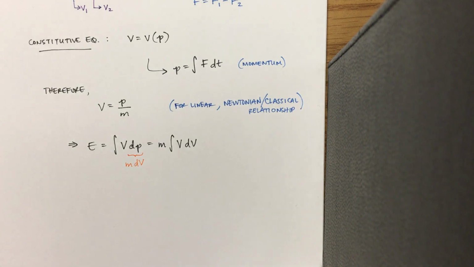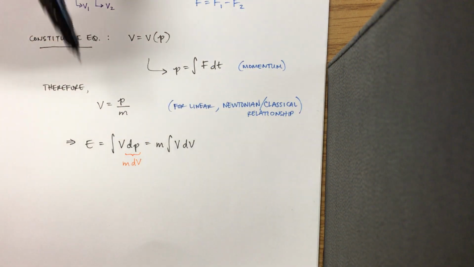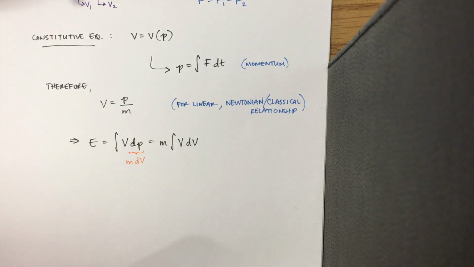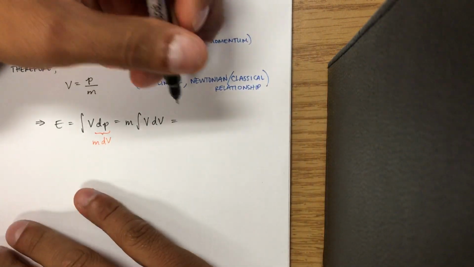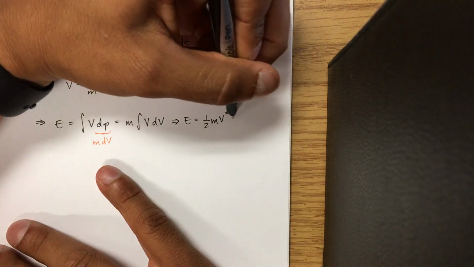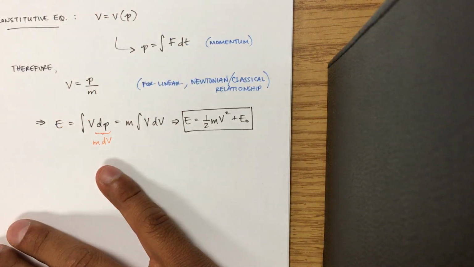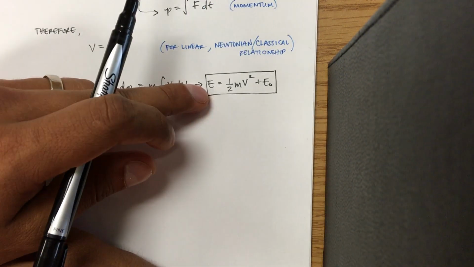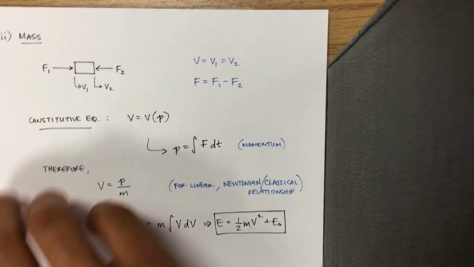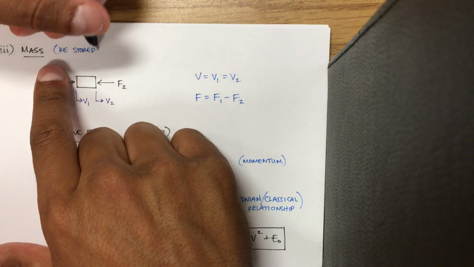All right, so here this will allow us to integrate with respect to the flow variable as opposed to our momentum. But nonetheless, this is still representative of our linear relationship that we have between flow and momentum. So if we carry out this integration, then we get E is equal to 1/2 mv squared, again with some constant of integration, E naught, in case we have some initial energy. All right, and that's really it for mass. So essentially we have kinetic energy. Let me write that here in parentheses: KE stored.